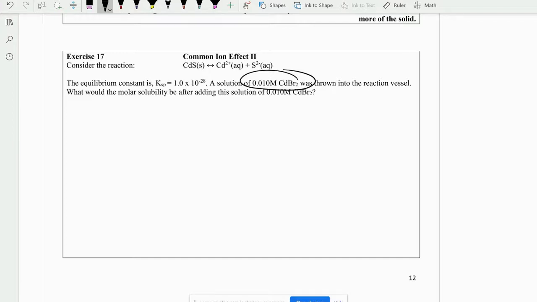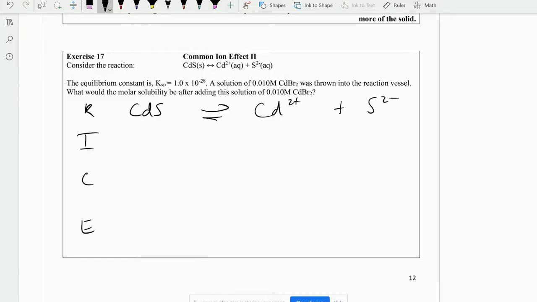It's asking us what the molar solubility would be after adding a solution of this cadmium bromide. Well, this one is a little bit more challenging. You are going to need to set up an ICE diagram. They're talking about something called molar solubility, which hopefully we'll cover in a little more detail in the acid and base unit. What's going on here is that there is an equilibrium constant, and because we're looking at this precipitate that forms, we're talking about a Ksp of 1.0 times 10 to the minus 28. They're going to add an additional solution of 0.010 molarity cadmium bromide into the reaction vessel, and it wants us to calculate the molar solubility after we add this in.